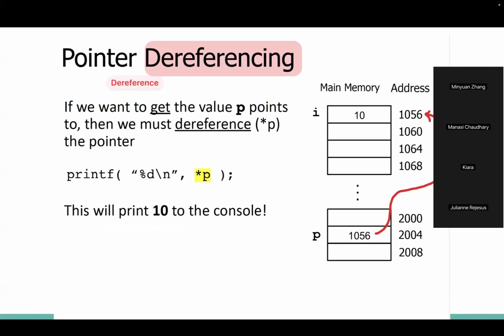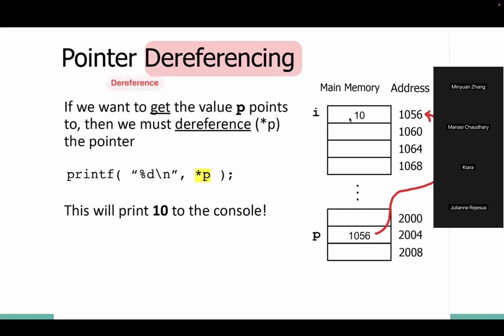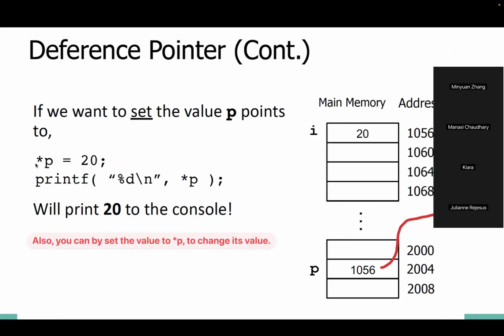And then the next thing is about dereferencing, right? What if I want to get the value that the pointer points to at that address? So now we're gonna use the dereference like this. It will show our 10 in this example. And we can also change the value through the dereference of that pointer. For example, the I is 10 like before, but if we set the pointer dereference equal to 20, it will become 20.